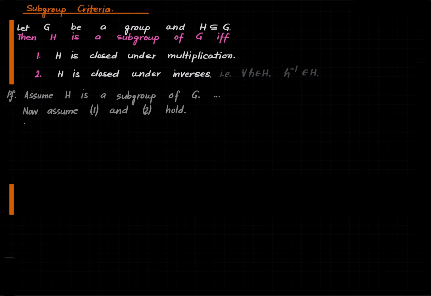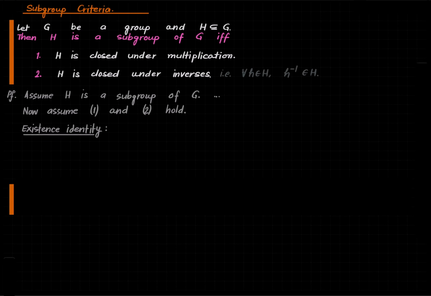So to show the existence of identity: associativity is given for free because the binary operation on G is associative. So when you restrict it to H, it will remain associative. So that I'm not arguing. The existence of identity is the first thing that we should argue.